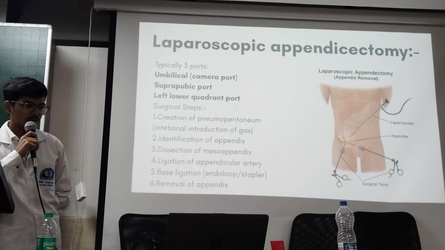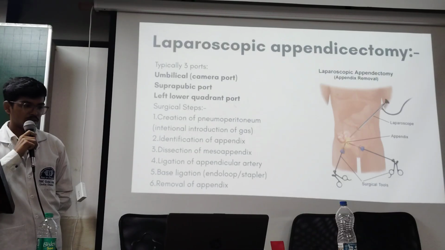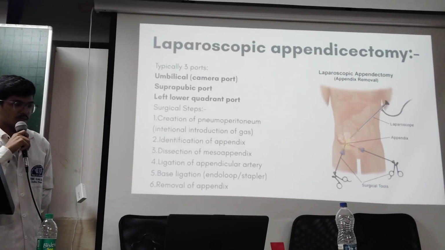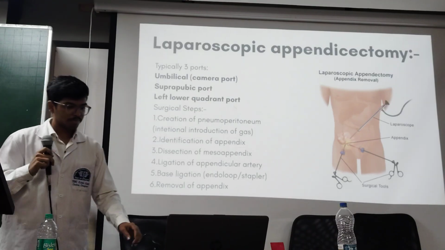The surgical steps of laparoscopic appendicectomy: first, creation of pneumoperitoneum, that is introduction of gas like CO2. Second, identification of the appendix. Third, dissection of the mesoappendix. Fourth, ligation of the appendicular artery. Fifth, base ligation, which is of two types, endoloop and stapler. Sixth, removal of the appendix.